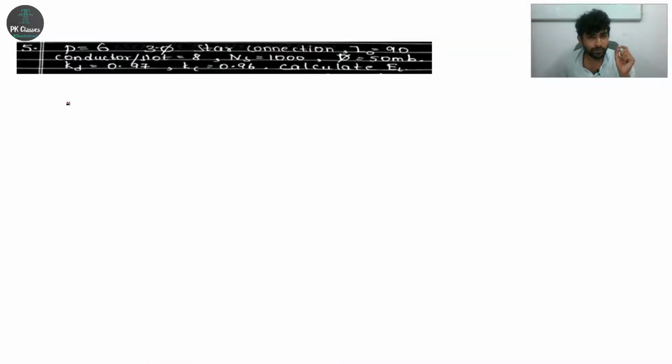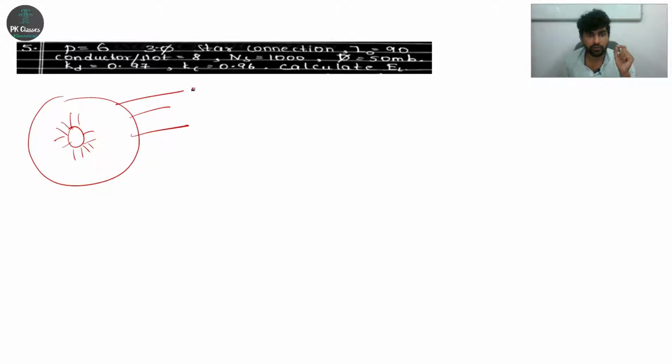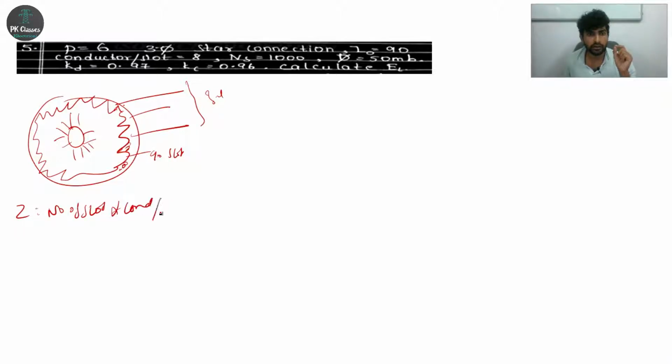Okay. Next problem, they have given number of poles 6, and 3-phase star connected. 3-phase output we are getting, and number of slots are 90, and conductors per slot 8. 8 conductors will be there in each slot. What about Z? Z is equal to number of slots into conductors per slot. So number of slots 90 into conductors per slot 8, 720.